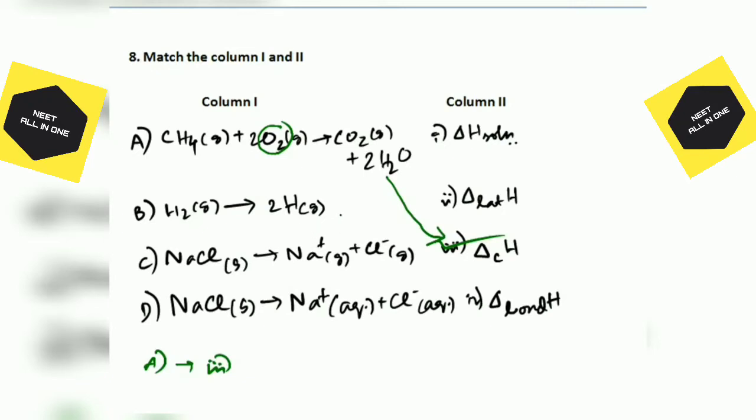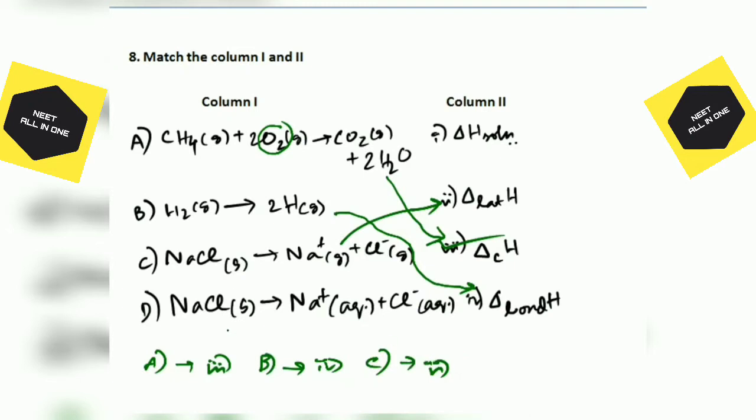So let's see if there is any bond dissociation enthalpy here. That is option number 4, so B is option number 4. Then NaCl goes to Na plus Cl minus. It is forming what, from solid to gas and gas. So solid to gaseous ions is happening, so that will be our del H lattice. So C comes to option 2.